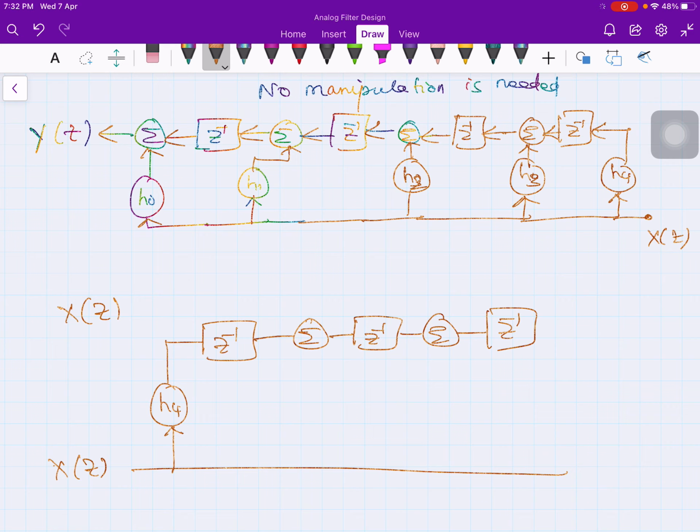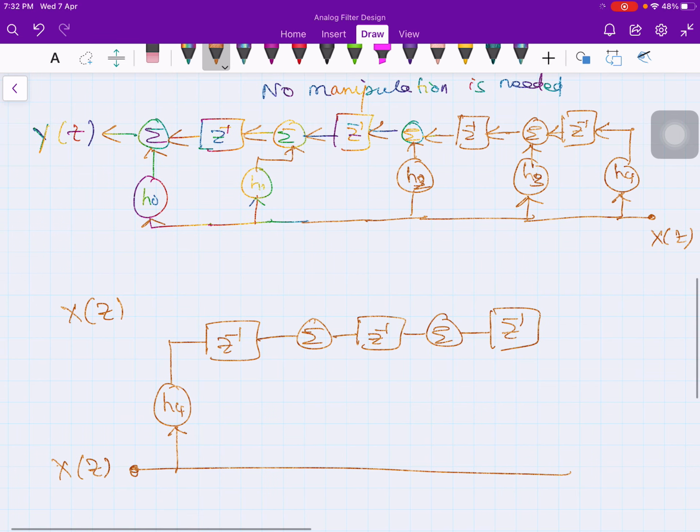Okay, I have x of z here. Now I write the coefficients in the reverse order, right? So h4 should undergo 4 delays. First x of z is multiplied by h4 and undergoes 4 delays: 1, 2, 3, 4. You put one more delay, z inverse.